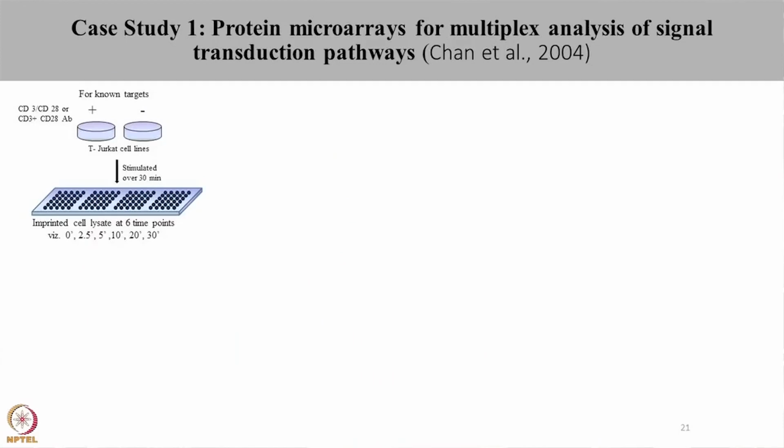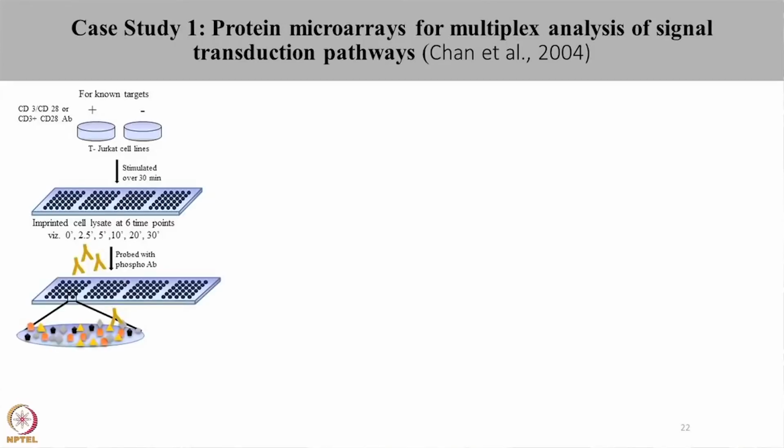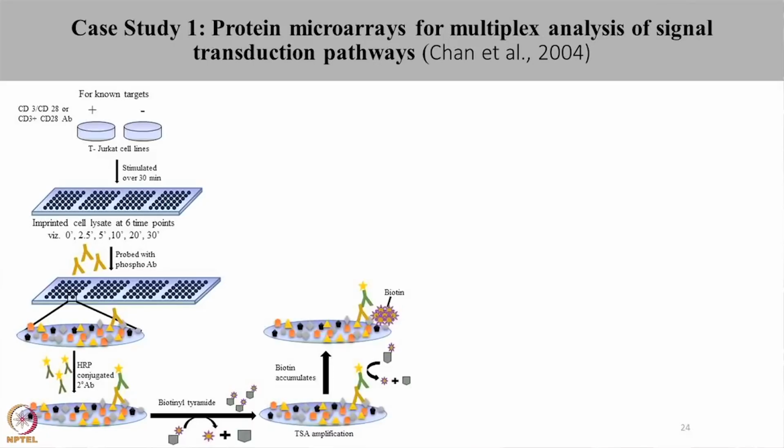The time points were 0 minutes, 2.5 minutes, 5 minutes, 10 minutes, 20 minutes and 30 minutes. These cell lysates were then probed with phosphoantibodies to look for the phosphorylation status. Further, these slides were incubated with HRP conjugated secondary antibodies. Tyramide amplification was further performed, in which HRP catalyzes accumulation of biotinylated tyramide.